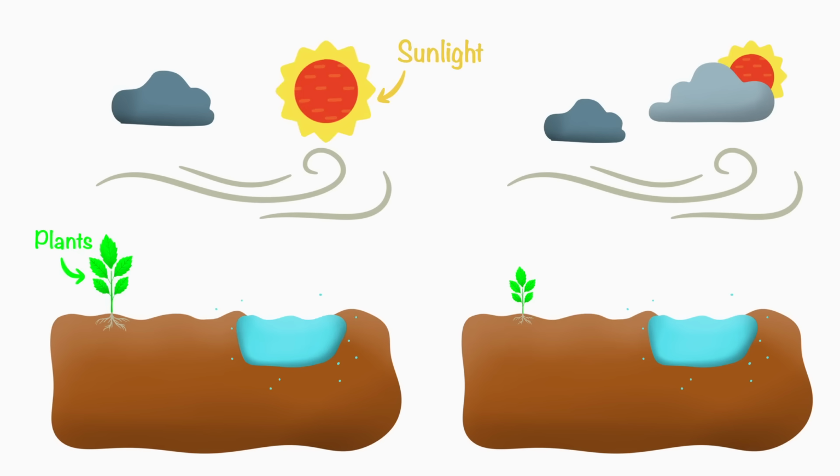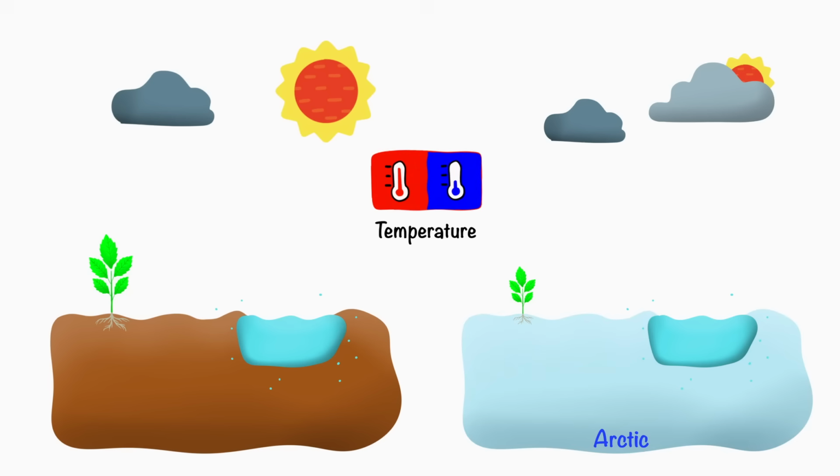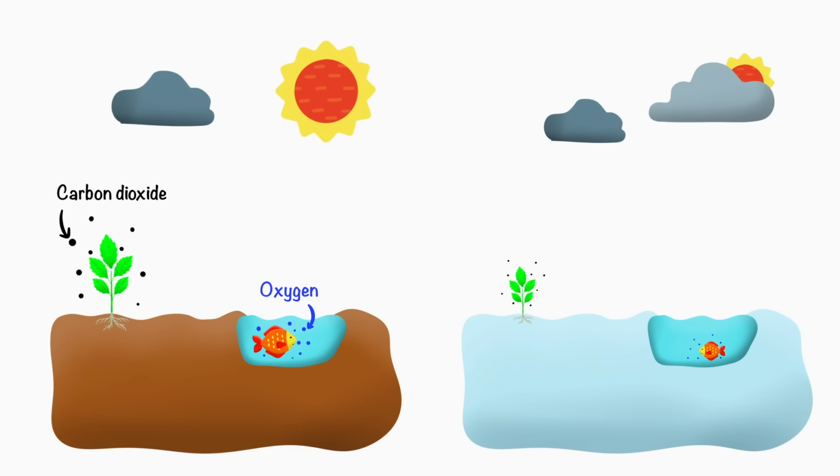Light intensity determines photosynthesis rates in plants and affects animal behavior patterns. Temperature influences metabolic rates, enzyme function, and activity levels across all living things. Carbon dioxide levels are crucial for plant photosynthesis, whilst oxygen levels determine survival for aquatic animals.